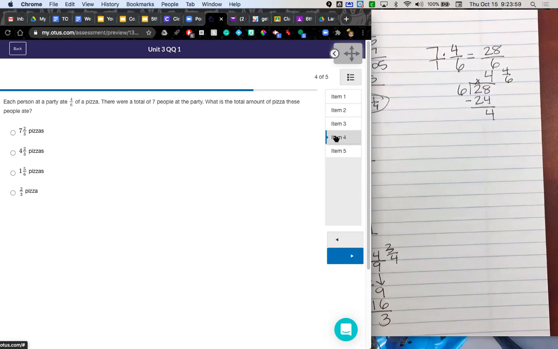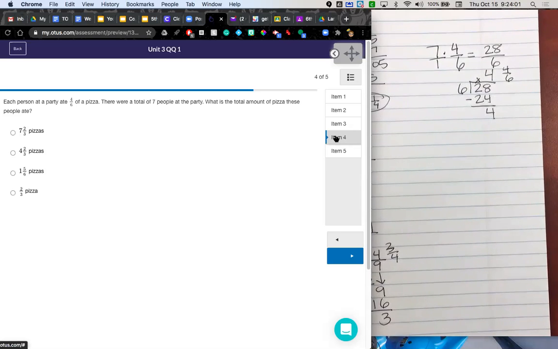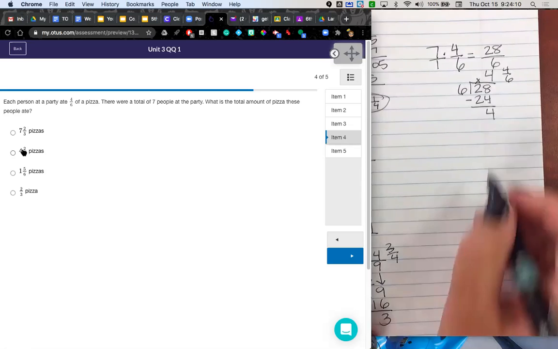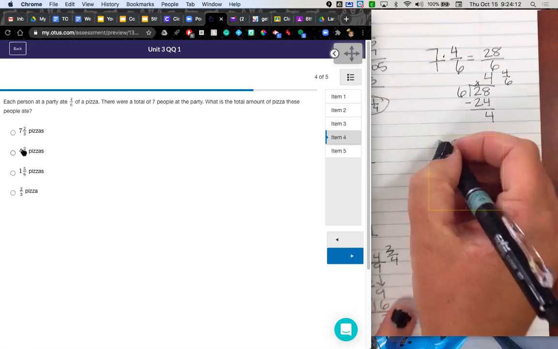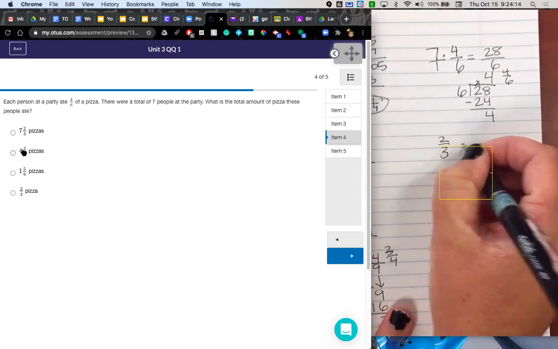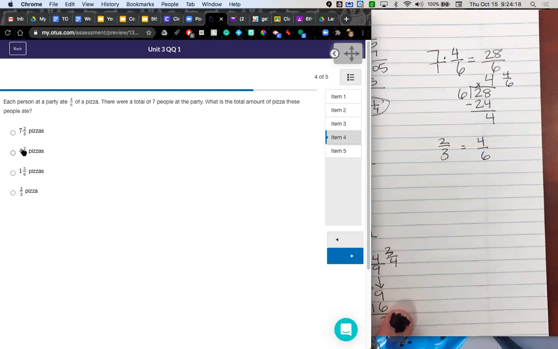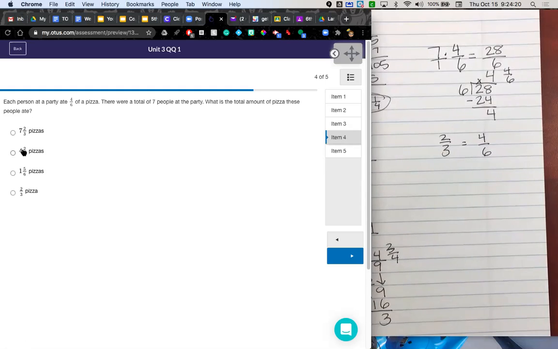I have an answer that I think could be the correct one, right? Because there's only one of these answers that has 4 as the whole number, right? This 4 and 2/3. So I just need to decide, is 2/3 equivalent to 4/6? Yes. How do you know that? How do you know that they're equivalent?